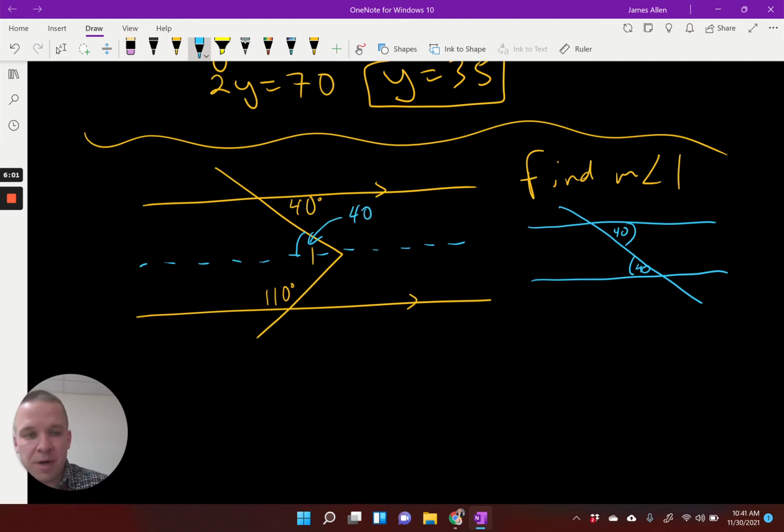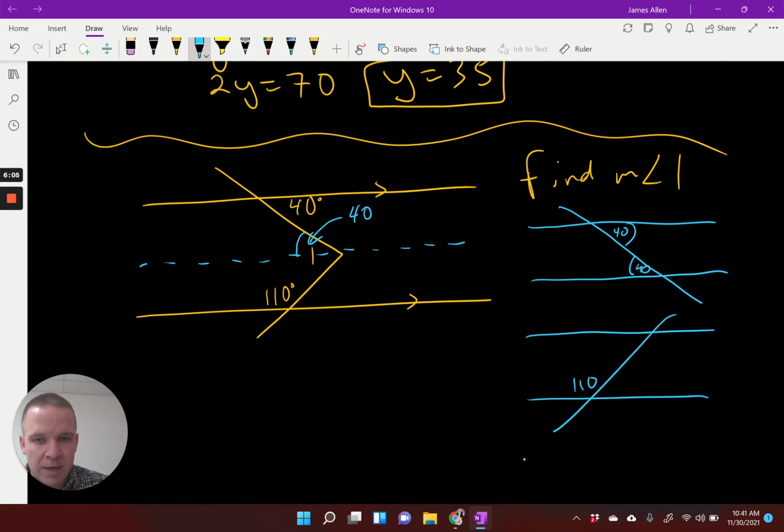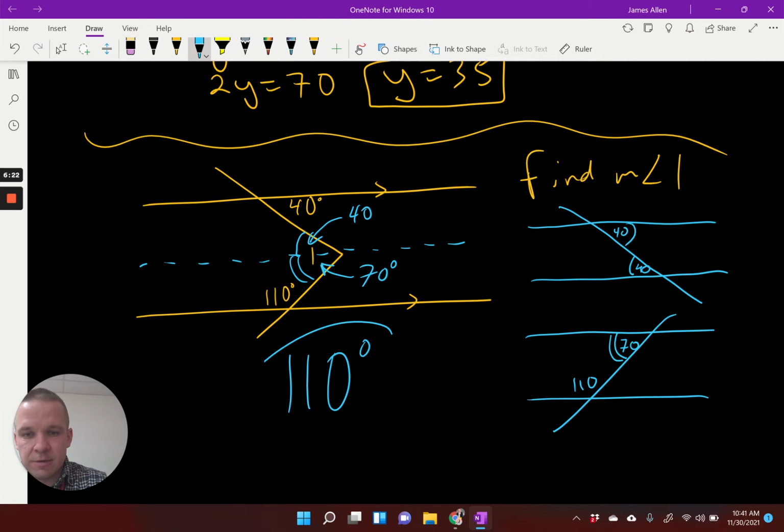I can use the same thought process with the bottom half. This being 110, what does that make this? That makes this guy 70. They are same side interior angles, so they are supplementary. So this guy right here, 70 degrees. Now together, 40 plus 70 gives me 110 degrees.